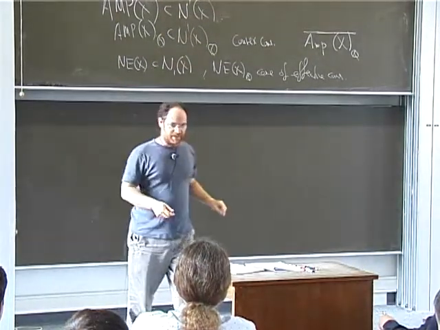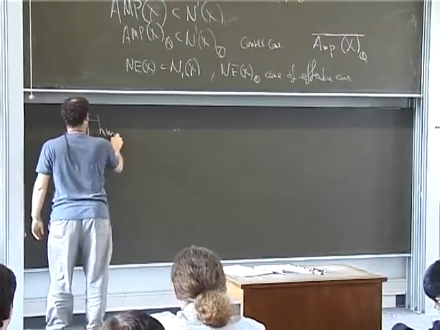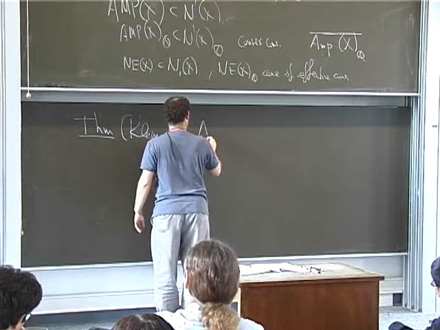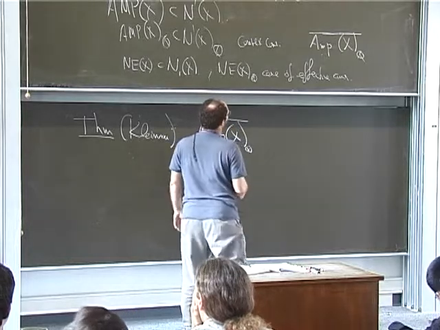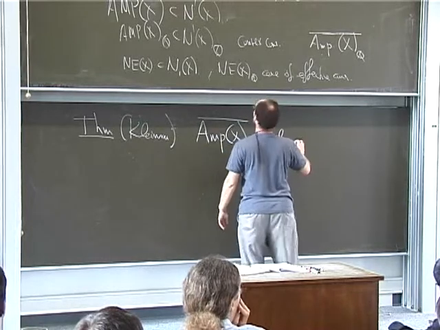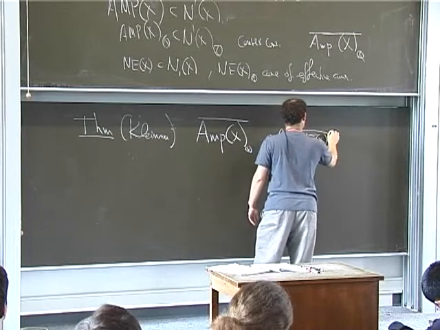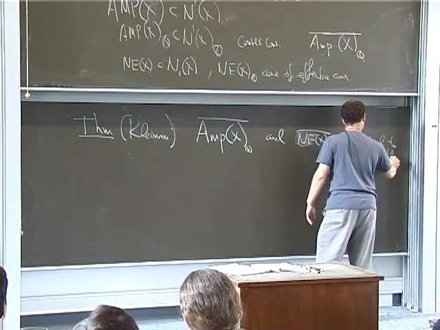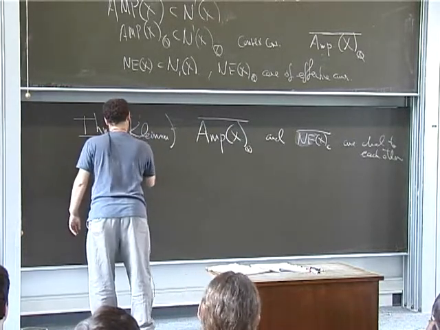Okay, so here's the fundamental theorem on these cones, and that's due to Kleiman. I guess maybe I should suppress the Q's. Well, never mind. I won't. The closed ample cone and the closed cone of effective curves are dual to each other. Namely, so what does this mean?